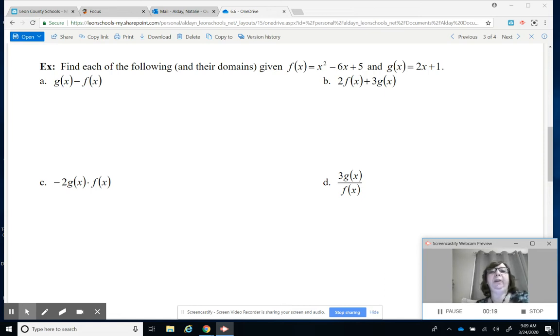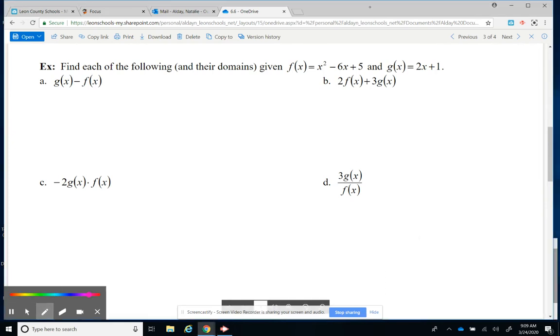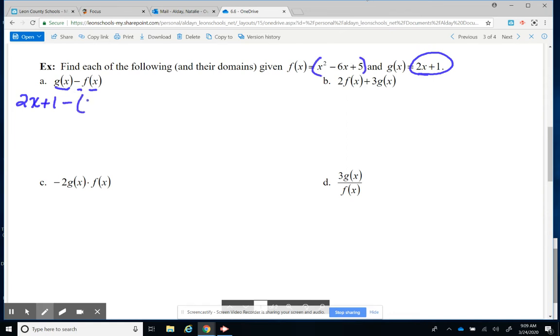Find each of the following and their domains. So the first problem says that we're going to start with g of x, and we're going to subtract f of x from it. So g of x is 2x plus 1 minus the f of x. We have to put the whole thing in parentheses when we write it: x squared minus 6x plus 5.